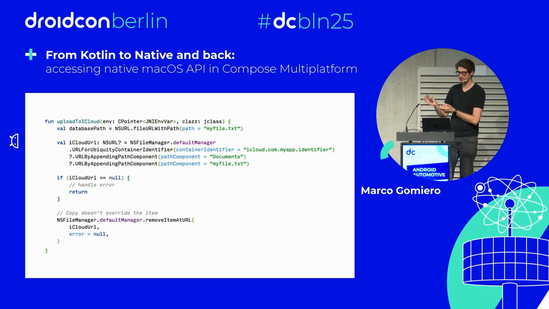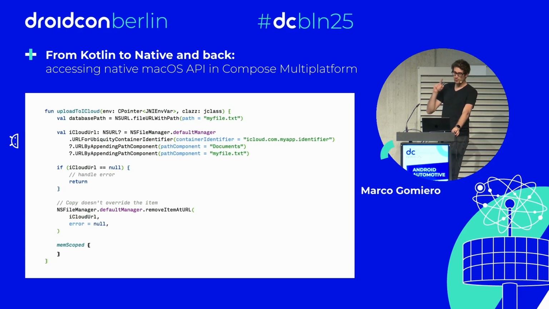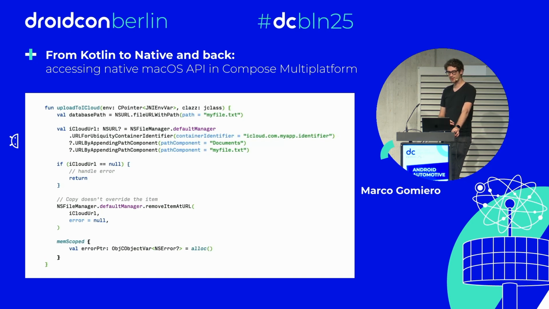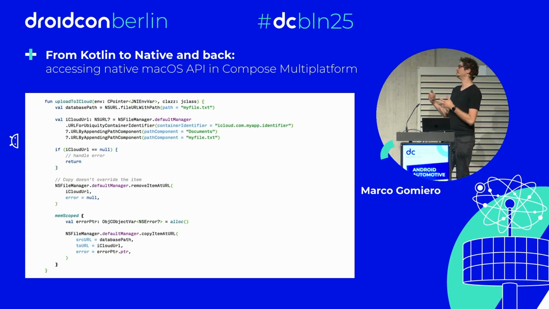And in this case, I'm ignoring the error because it's just a best effort action. But now we want to handle the error. So in order to handle the error, we need to open a memory scope, because that error that you pass to those APIs is actually a pointer to an error, not directly an error. So we need to allocate a pointer, and basically we can pass the pointer to the function that copies the file.